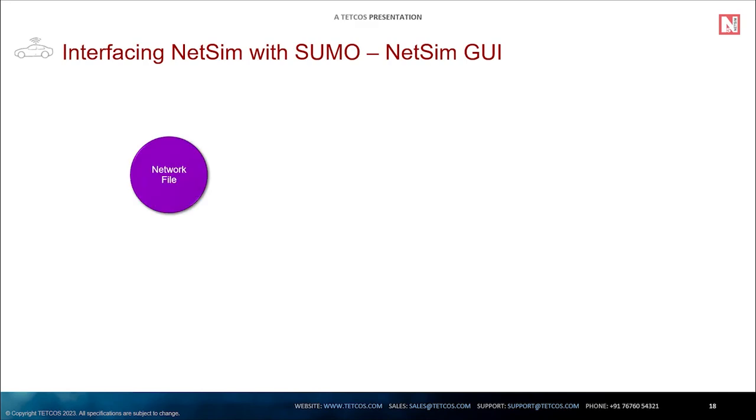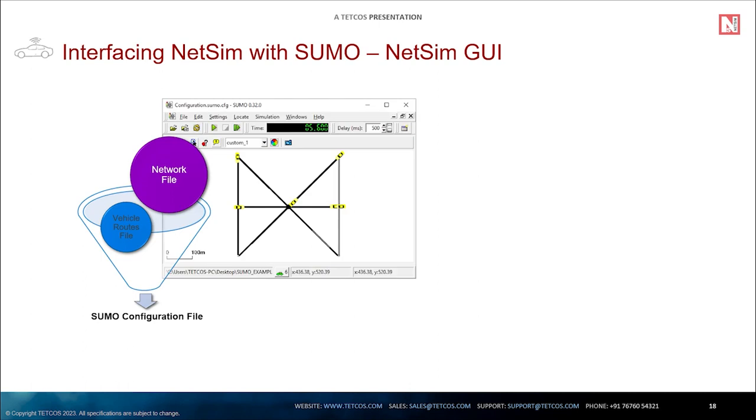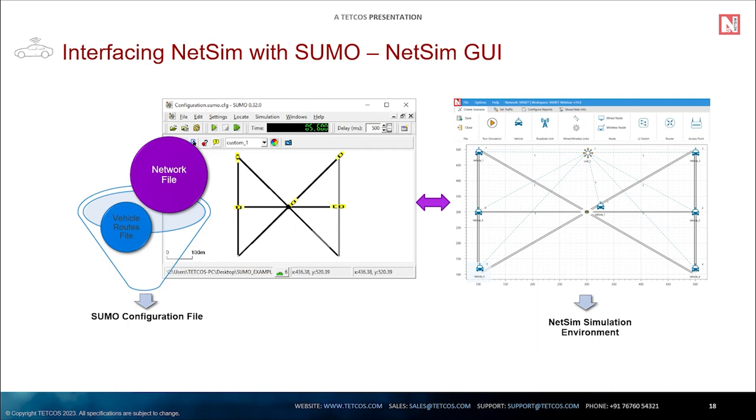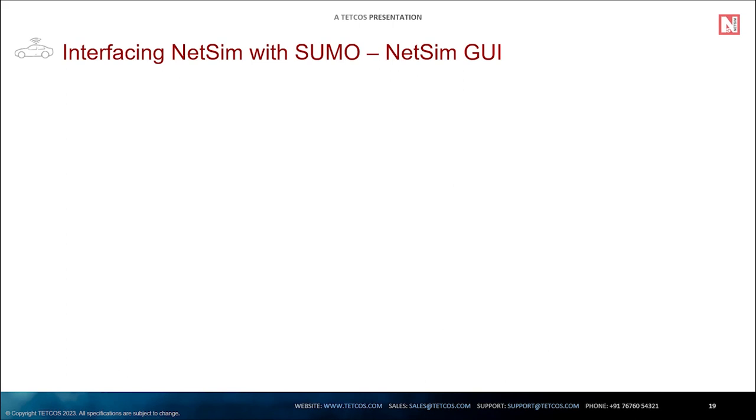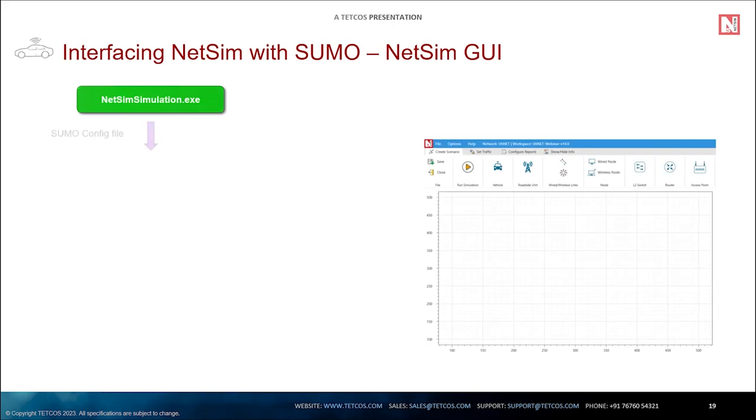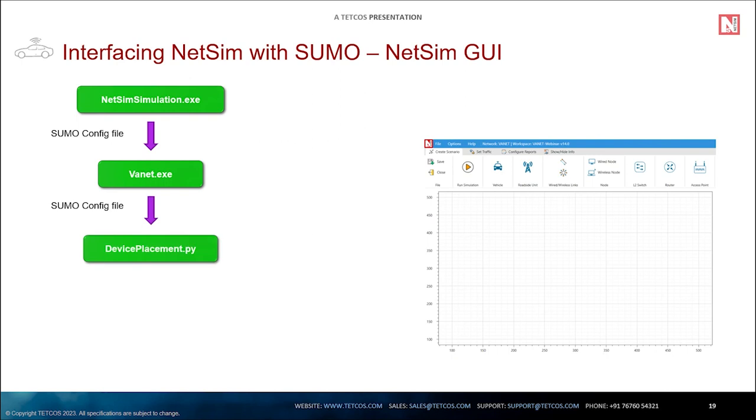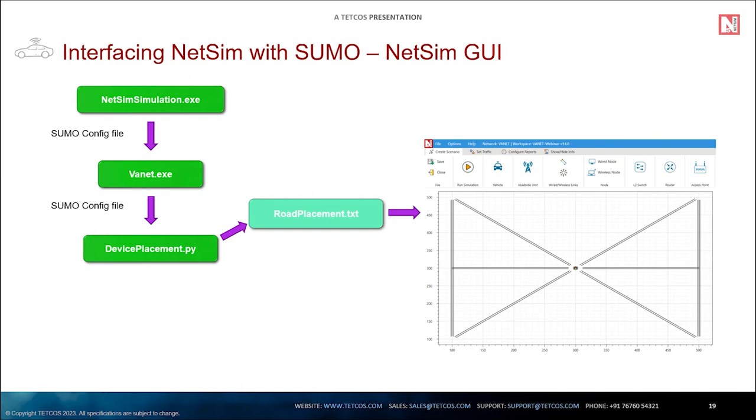As mentioned earlier, NetSim GUI takes a SUMO configuration file as input and recreates the SUMO network configuration in its simulation environment. NetSim then allows users to configure various protocol parameters in the vehicle properties. NetSim GUI uses inbuilt applications dedicated for VANETs to load the road network configuration with the help of road placement and device placement logs.